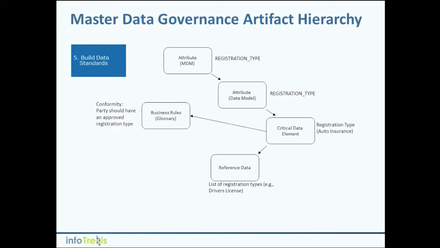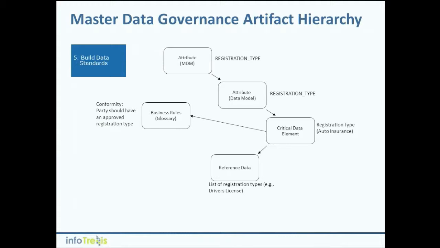On the next page here, for this particular critical data element, we're going to define some business rules. In this case, I'm using business rules and data quality rules interchangeably, though that is not necessarily the case. So we have a data quality rule which says that the party should have an approved registration type. That is part of the conformity dimension of data quality. If you think of completeness, a completeness data quality rule might say registration type should not be null, but the conformity dimension says party should have an approved registration type. So those could be two distinct data quality rules.